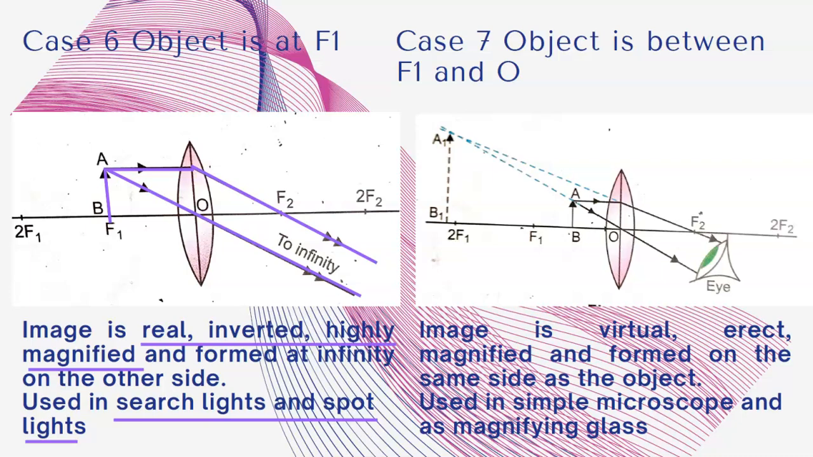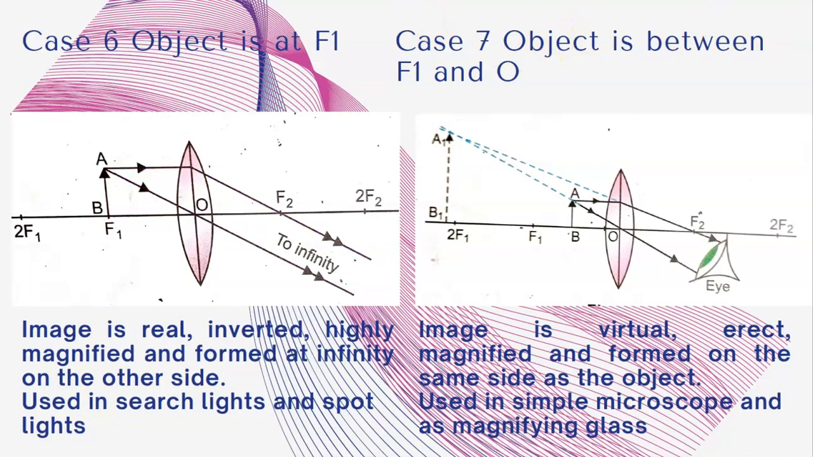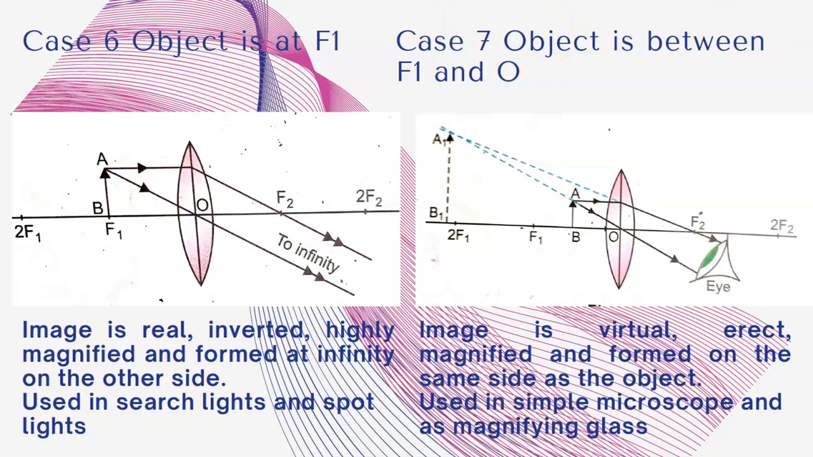Case 7. The object is coming still closer. Now the object is between O and F1. O is the optical center, F1 is the first principal focus, and we are placing the object here.